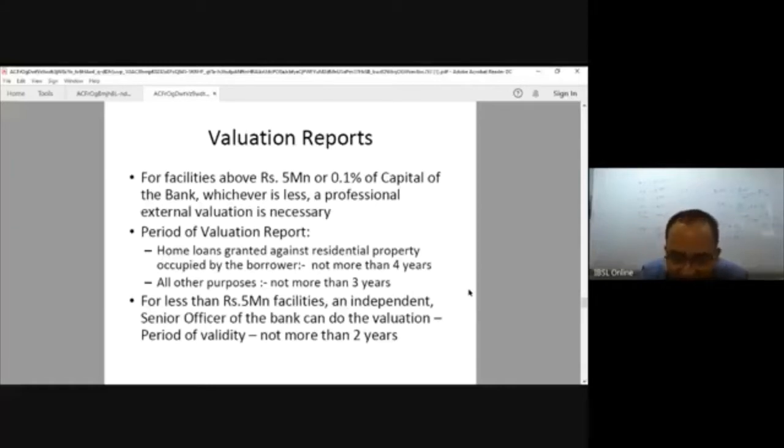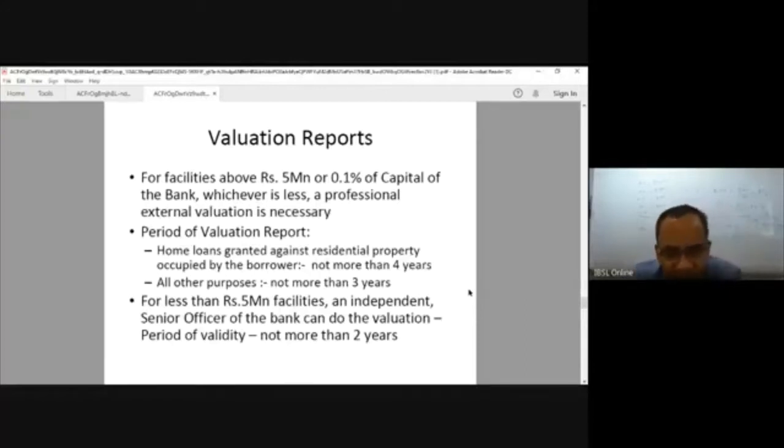Others, 3 years. I told you 3 years, but for home loans, if it is occupied by the borrower. Now, many a time home loans are taken and then it is rented out or whatever, that also will be 3 years only. Home loans taken and then occupied by the borrower, the person who has taken the loan, the maximum period is 4 years, right? Now, if it is any other commercial property and everything, it is 3 years. So every 3 years it has to be renewed.